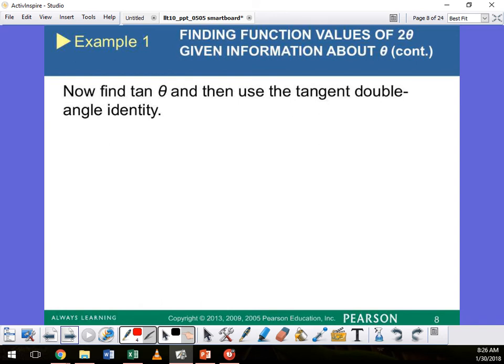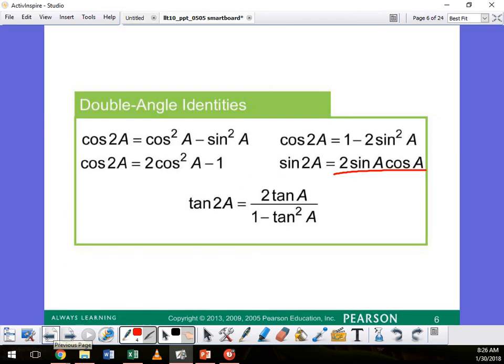Okay, so now we still have to do the other ones. We did the sine, right? Now it's time for cosine. Wait, doesn't it say tangent? I know it does. But how often do I actually follow these notes? So for this one, I'm going to find cosine of 2 theta. I'm going to back up a couple slides. I have 3 different formulas for cosine because they've been manipulated to be different versions of itself.